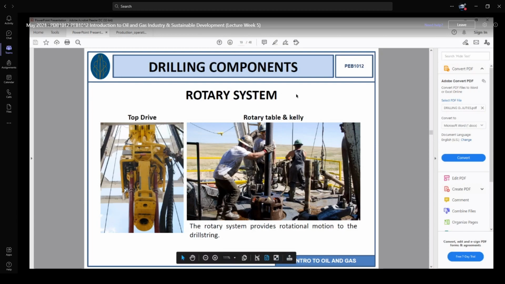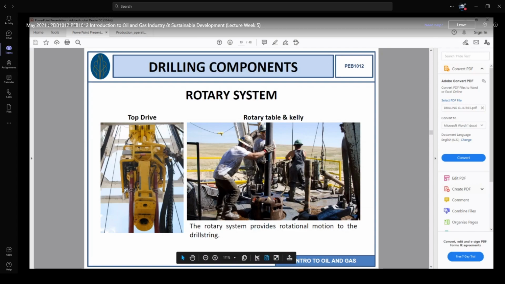The first is the rotary system. Rotary, as you can guess from its name, means rotation, right? This system provides a rotation from the surface to the bit. If the bit rotates, it is going to cut or chip the formation. Then we will progress until the target, and finally we are going to produce from there. So without rotation, we are not able to cut the formation. So this system provides rotation.